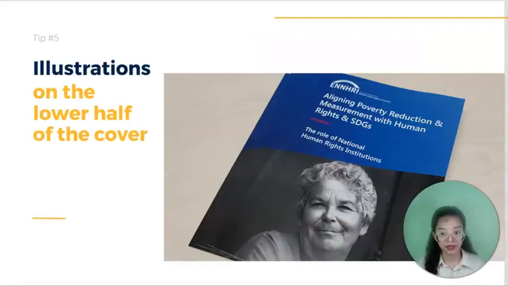And last but not the least, put illustrations usually on the lower half of the cover. As seen in the cover of this leaflet, produced by the European Network of National Human Rights Institutions. So as we can see here, the illustration or the photo is on the lower half of the cover, while the title, Aligning Poverty Reduction and Measurement with Human Rights and SDGs, can be seen on the upper half of the cover.